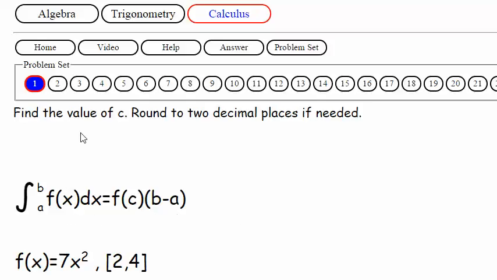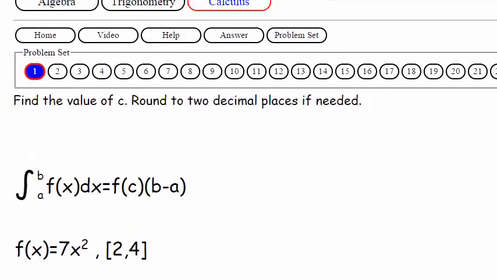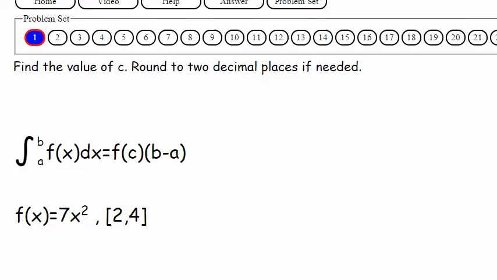This particular one says find the value of C, round to 2 decimal places if needed. So this is what we're going to be using the form of. F has got to be continuous on the closed interval, and therefore there exists a C. I'm pretty sure that's how that theorem goes. So we're using the mean value theorem, but this is how it basically looks right here. Okay, so let's write this down.